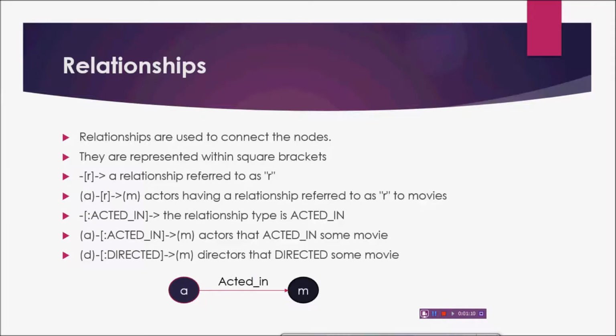Next comes a relationship. We know that relationships are used to connect one node and another node, and they provide a relationship between the nodes. They are represented within square brackets. So here R is the relationship. For example, consider actor A acted in M. So acted in is a relationship between A and M. You have to give a colon, then ACTED_IN, where ACTED_IN becomes the relationship.